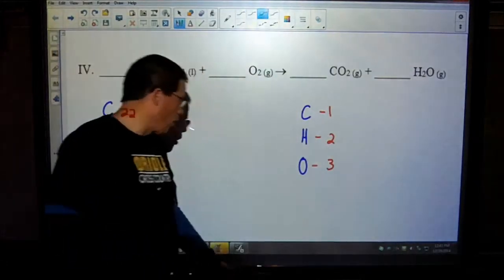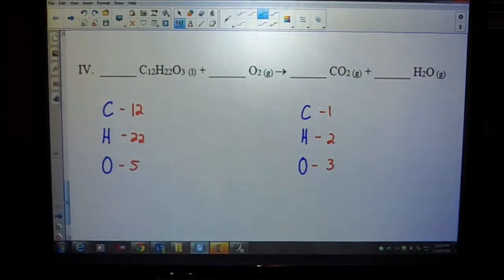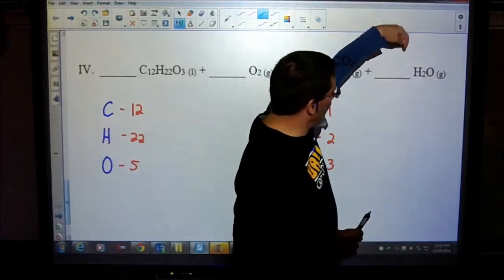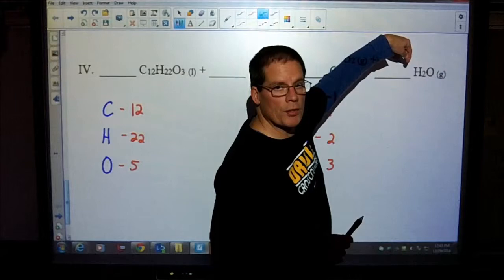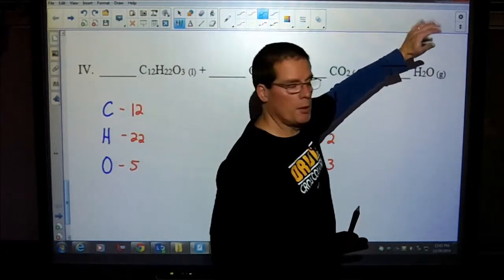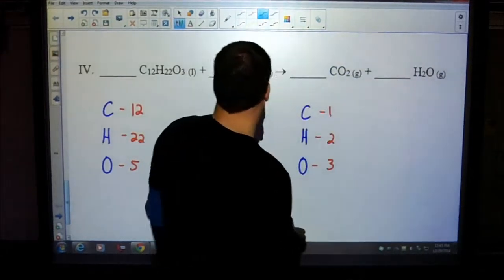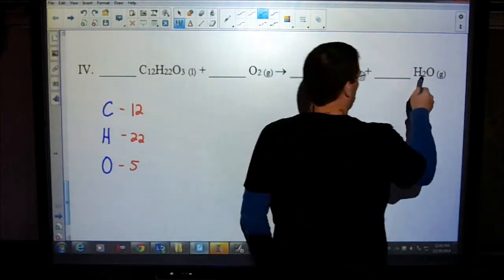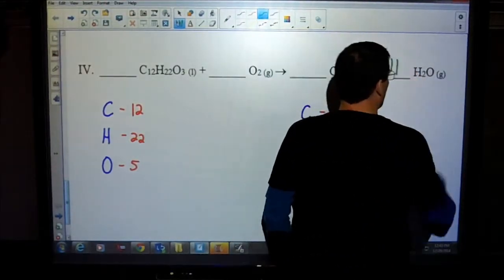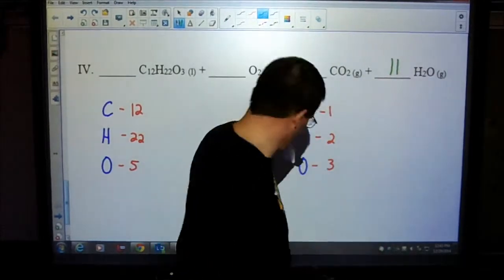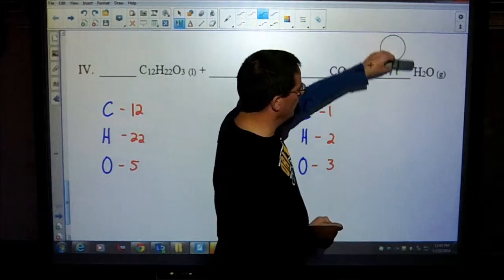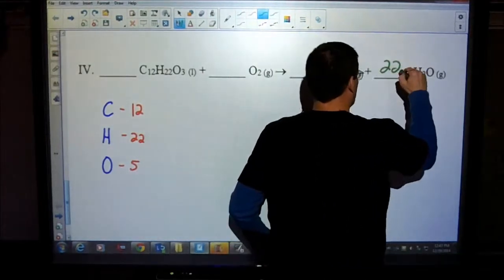Are those numbers the same? No, not even close. So again, balance this first, make it an even coefficient. And again, if we have to reduce, we can reduce. It's fine. And then save the oxygen for last. So we have 22 hydrogen over here. How can we get 22 over here? Well, if you put an 11 there, that's an odd number. Not going to be a good value to have there. So take that 11 and double it. And let's make it a 22.